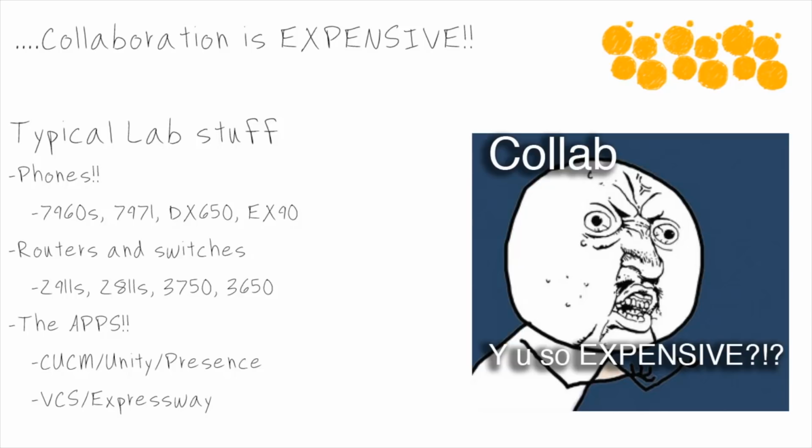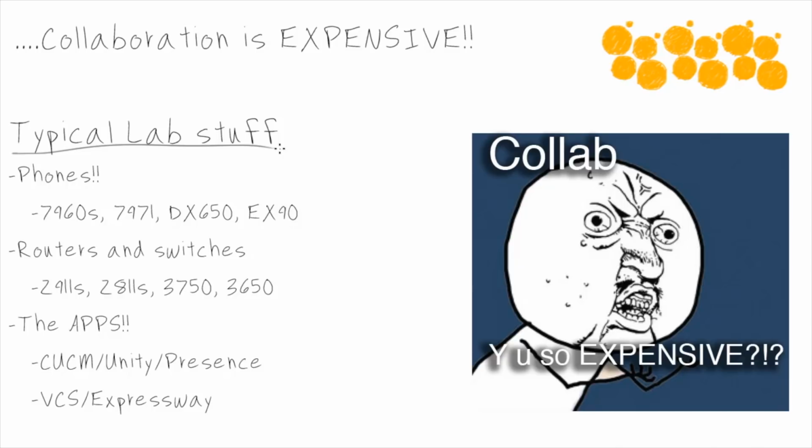Now, here is a list of your typical lab stuff, all the stuff you'll see when you look up CCNP Collaboration Lab. You'll see people saying, oh, you need all these phones, you need all these routers, all these switches. You need a lot of stuff. And when I see that, I start to have like a heart attack, because it's a lot of money. I've seen labs that cost as much as $4,000. I'm thinking, there's got to be another way.